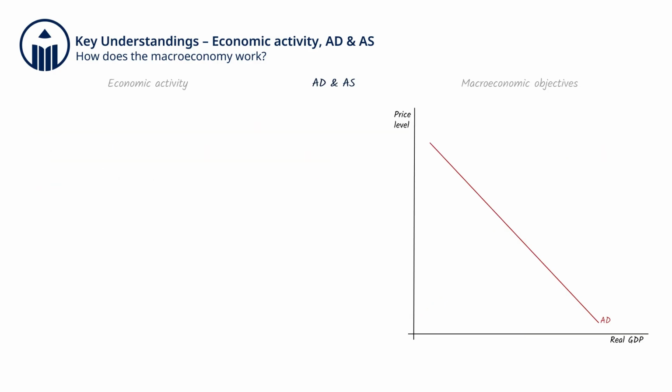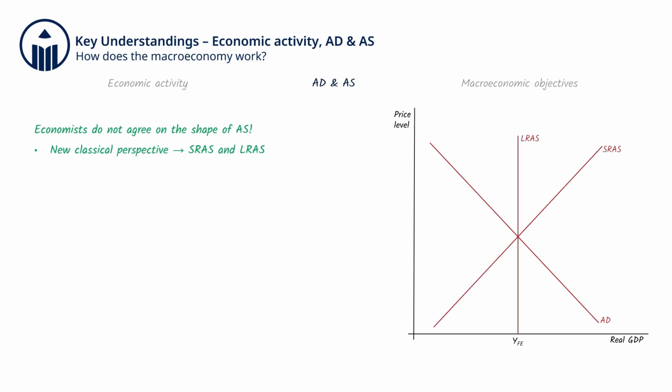Economists do not all agree on the shape of the aggregate supply curve. This model shown here is the new classical perspective, where there is a short-run aggregate supply curve representing output in the short run, which is the period of time when resource prices, mainly wages, are fixed, and there is a long-run supply curve representing potential output in the long run, which is the period of time when wages are flexible.